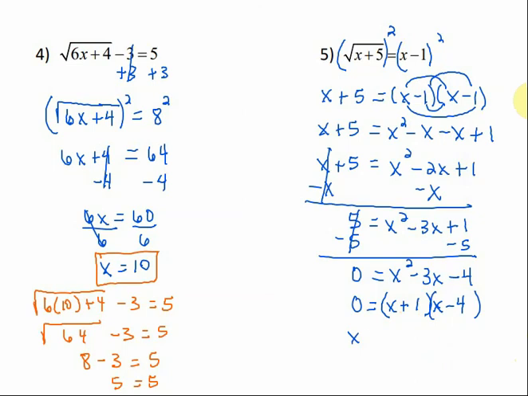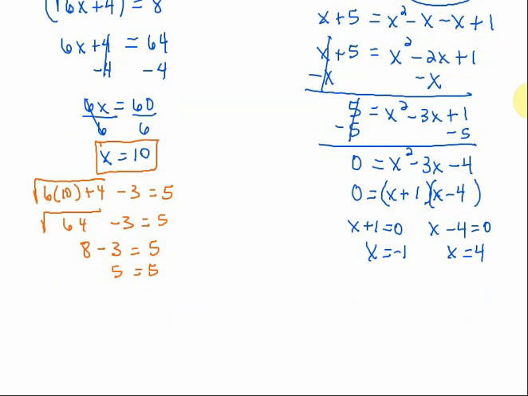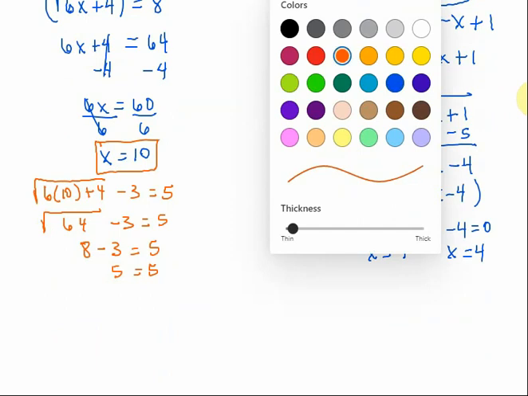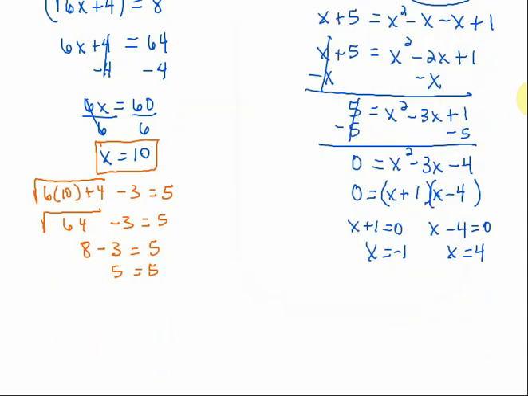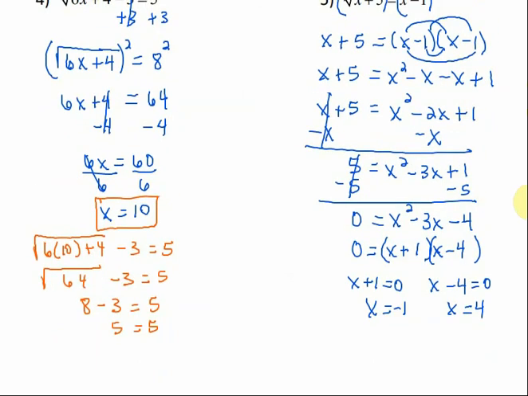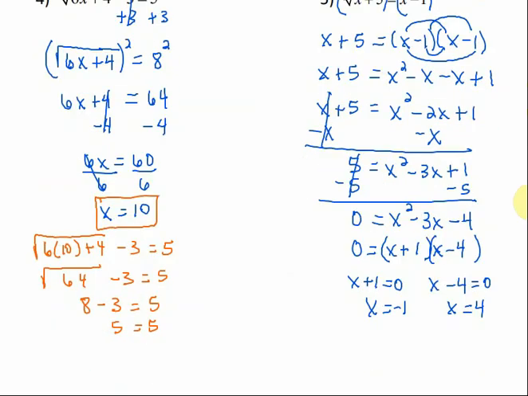All right, so I take x plus 1 and set it equal to 0, and x minus 4 and set it equal to 0. All right, so this would give me x equals negative 1, and this gives me x equals positive 4. All right, so I need to check these solutions by plugging them each back into the original equation. All right, so if I plug -1 back into the original equation, let me see what the original equation was.